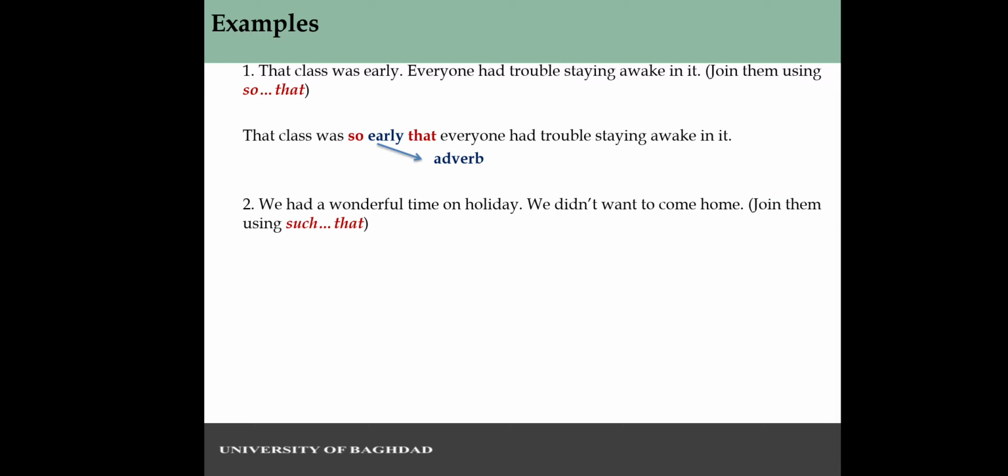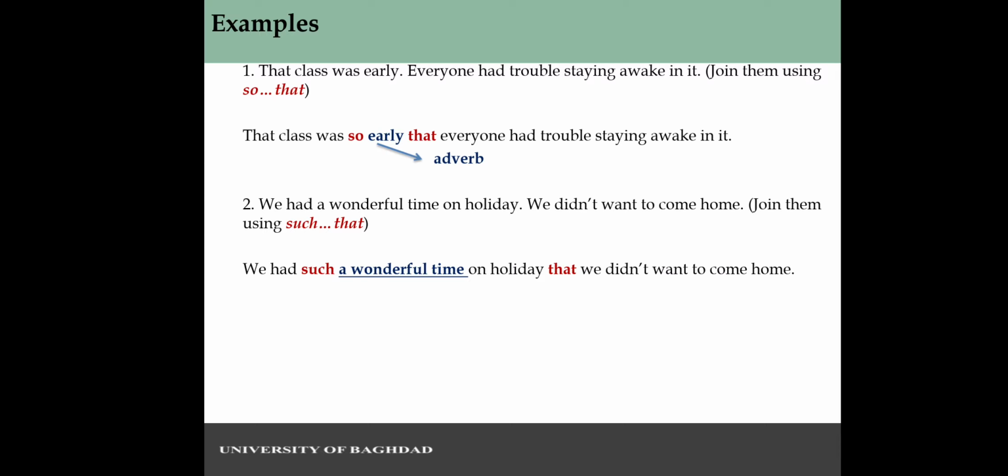Let's have another example. We had a wonderful time on holiday. We didn't want to come home. So let's join them using such that and try to pay attention. What do we need to insert between such and that? We need a modifier and a noun. So do we have something like this in the sentence? Yes, we have a wonderful time. So we need to insert this phrase between such and that.